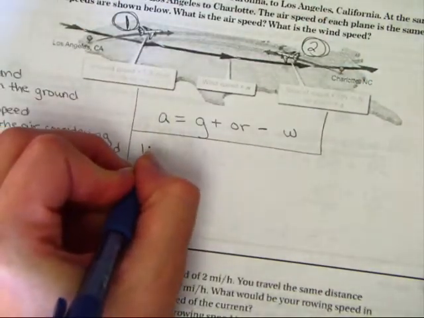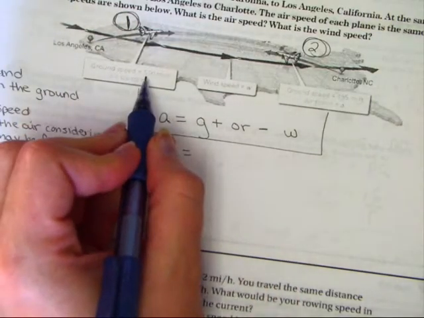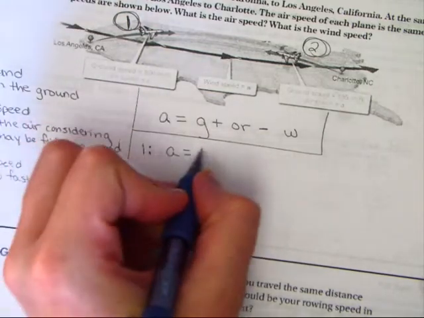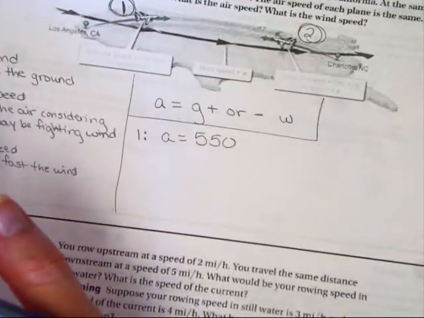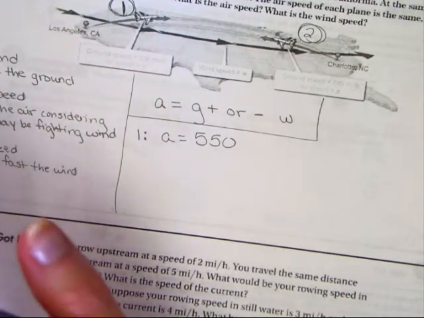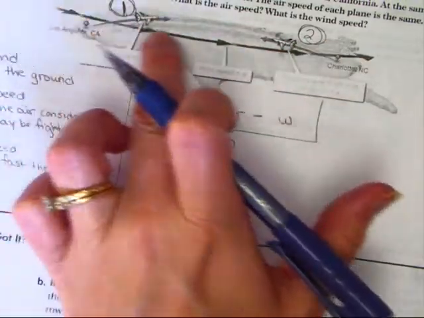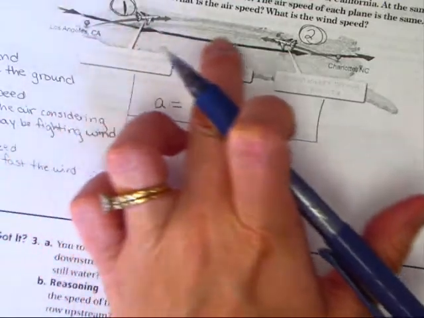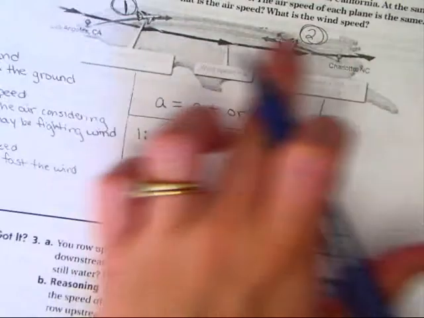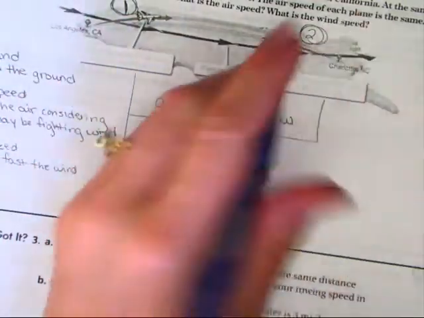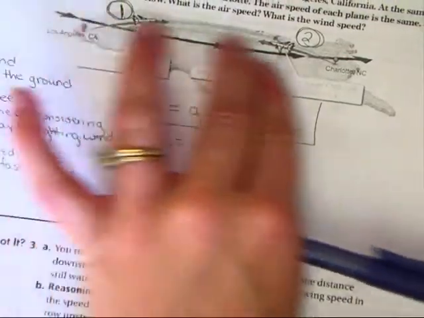Plane number 1. His airspeed is made up of his ground speed. His ground speed, it's very hard for you to read, but his ground speed is 550, which means if there's absolutely no wind, that's how fast he's going. But we know that he is traveling, see how the wind's blowing? It's going to the right. He is traveling with the wind, which means the wind is going to push him along. I hope you understand that. So we have to add the wind to him because the wind is pushing him.